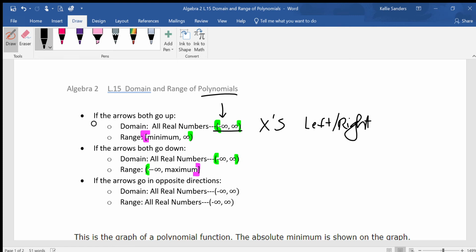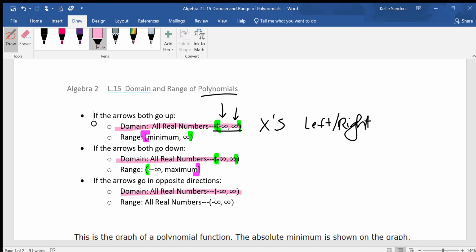This number right here is the smallest number that you can put in, so you can put in any negative number, and this number right here is the biggest number that you can put in. Any positive number you can put into the domain. Notice the domain is always going to be from negative infinity to positive infinity, which means all real numbers, which means that you can put any number in the problem and be able to do it.